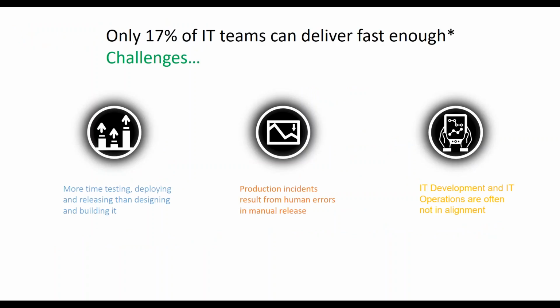Now, on average, this was one of the statements recently mentioned by the CEO of one of the companies: only 17% of IT teams can deliver fast enough. Out of 100% of IT teams in all the companies in the industry, only 17% are delivering fast. So what is actually happening? Most of the time we spend on testing, deploying, releasing, and then designing and building again. So you're spending more time in testing, deploying, and releasing than designing and building.